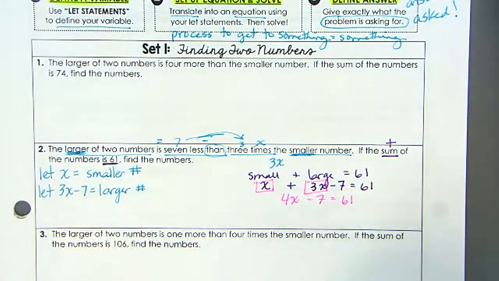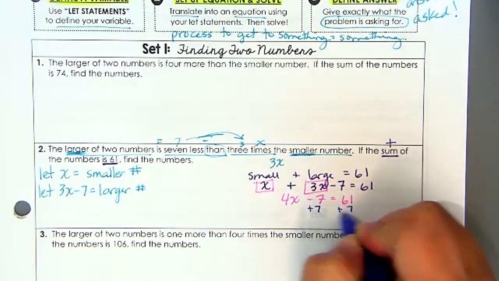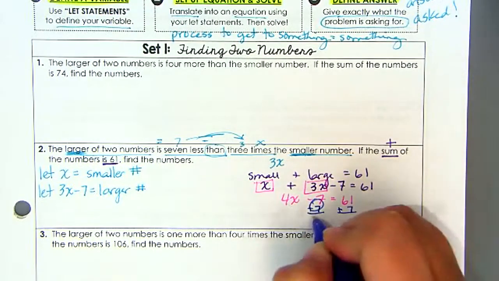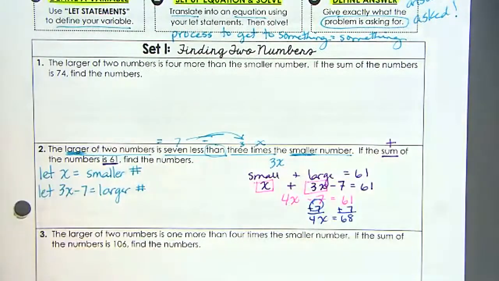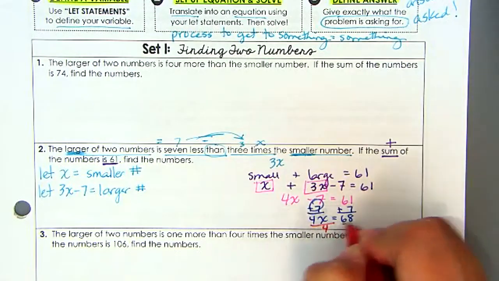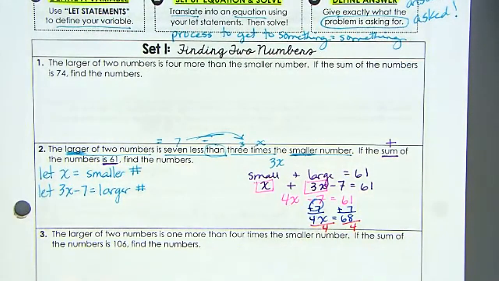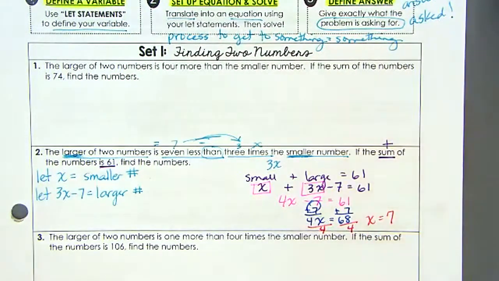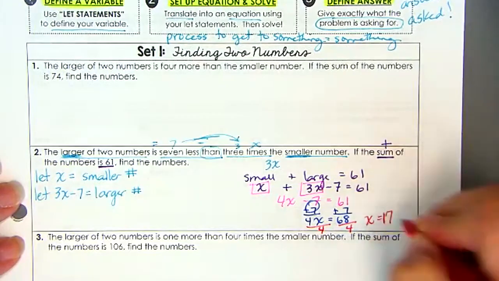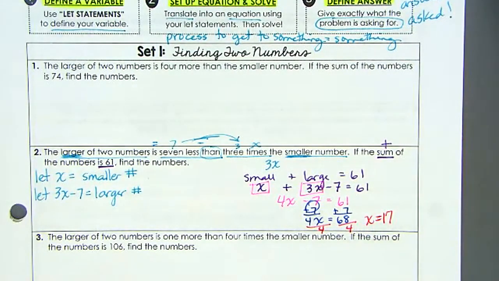And now I continue to solve. So I'm going to add 7. This zeroes out, and I now have 4x equals 68. Divide by 4. Divide by 4. And this is when it's very nice to have the handy dandy calculator. I get 68 divided by 4, which is, not 7, 17. So x equals 17. Okay, so we've done our solving.